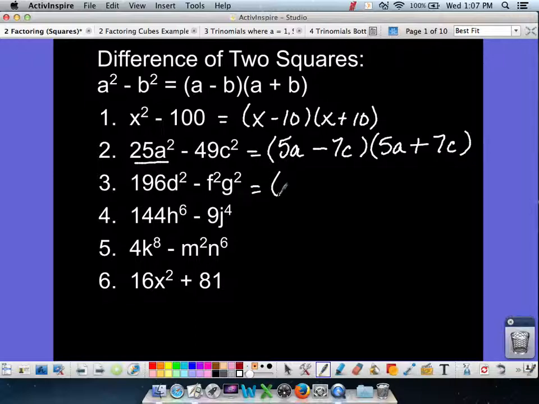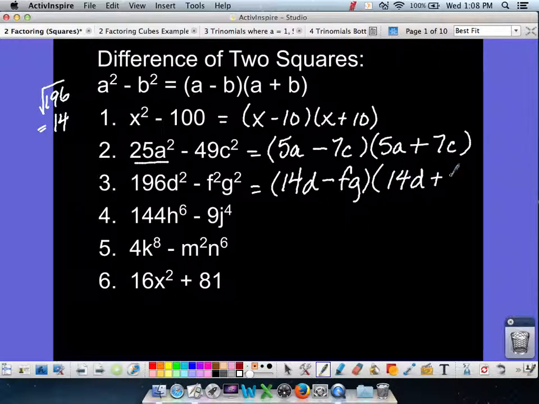Number 3, what square gives you 196? It's one of those numbers that's just not in our easy repertoire of squares. So in order to find that number, you may have to take the square root of 196, because when you take the square root of 196, you're going to find that it's 14, which means that 14 squared gives you 196. So this is 14. Don't forget your variable d, minus, notice we have two variables here. Don't let that throw you off. Very simply, you look at them separately, but they stay together. That would be fg. And then I have the same binomial, but it's a sum in the second one.